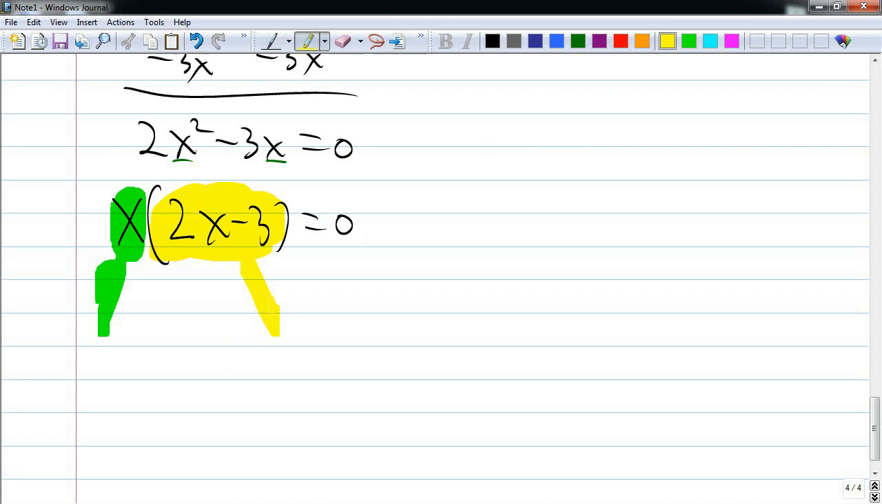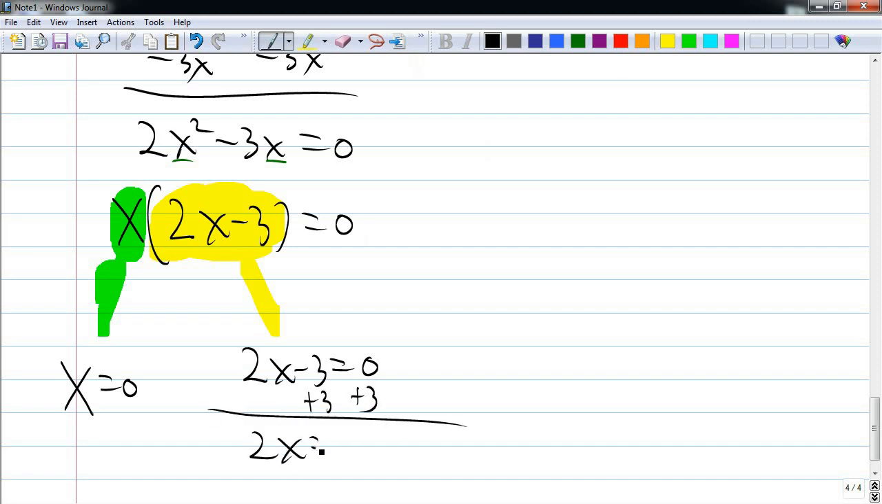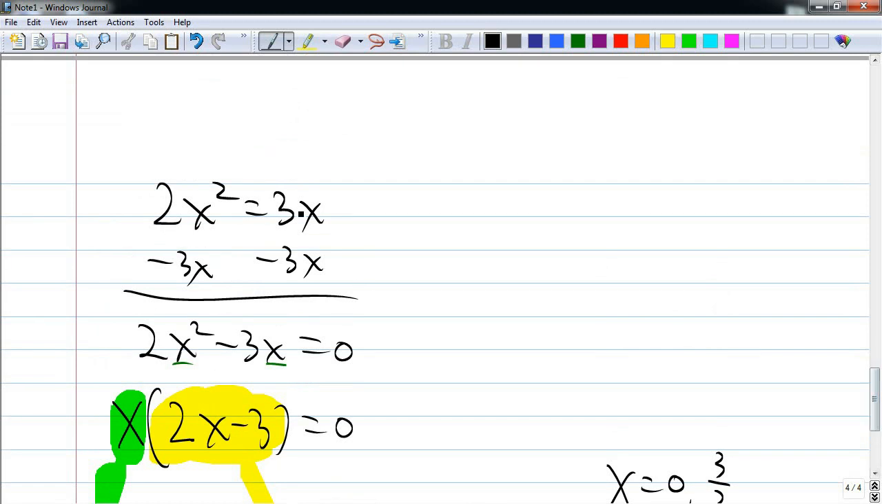So either x is 0. That's very convenient because that's already solved for us, or 2x minus 3 is 0, and I need to solve that. Plus 3, plus 3, 2x equals 3, divide by 2, divide by 2, x is 3/2. So x is 0 or 3/2. Okay? So don't let this throw you. It's really a pretty easy problem. So let's look at one more, and we will call it a day.